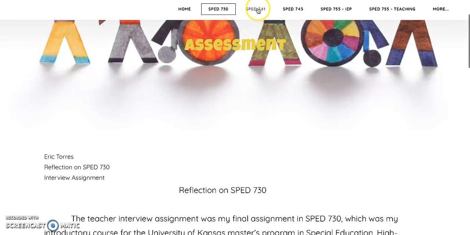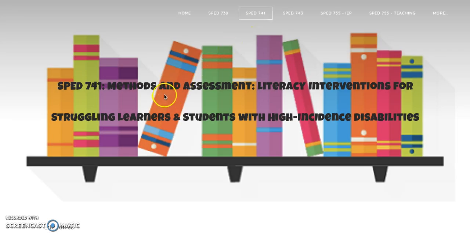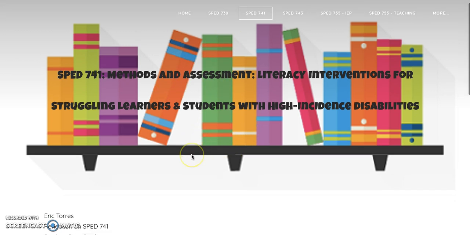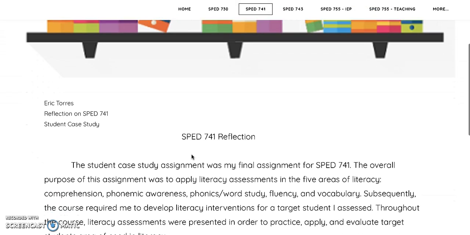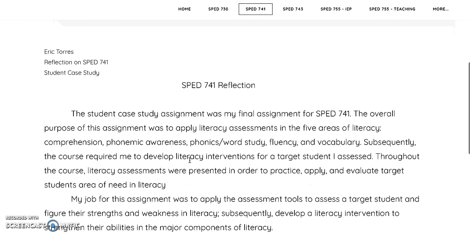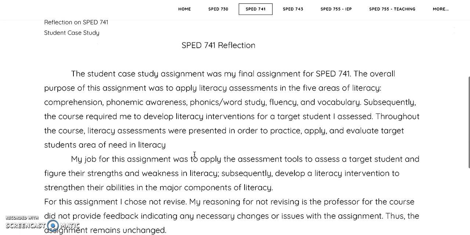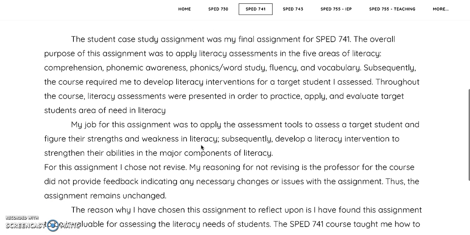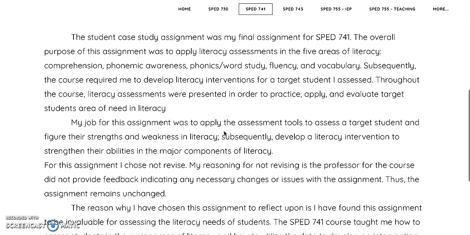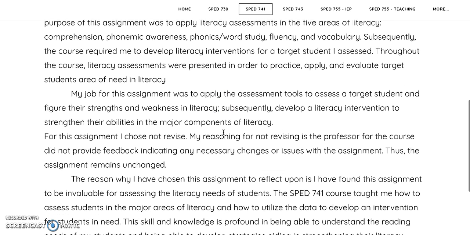The next one is SPED 741. This is Methods and Assessment Literacy Interventions for Struggling Learners. For SPED 741, the artifact is a case study based on literacy assessments. So I chose this artifact because it provided me a great opportunity to utilize literacy assessment tools that I have learned about throughout the course. I assessed a student in one of the 5 areas of literacy. In particular, I assessed in comprehension.